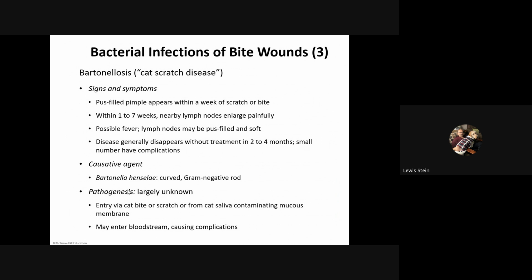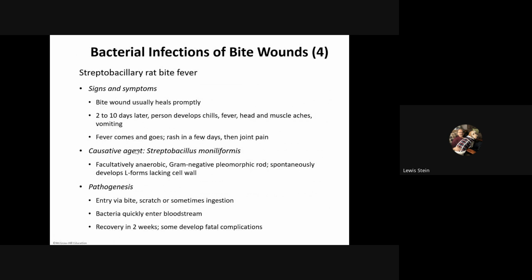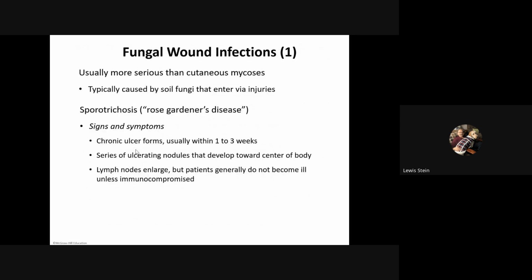Cat scratch type of things. Like I said, they're in the litter box. All those things. Bartonella henselae. I'm not going to ask a question about that. Rat bite, same thing. I'm not going to ask a question about that. But you can see there are problems all over. All of these require tetanus prophylaxis, by the way.